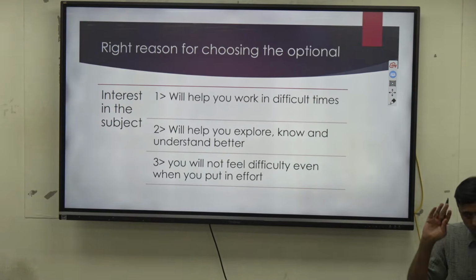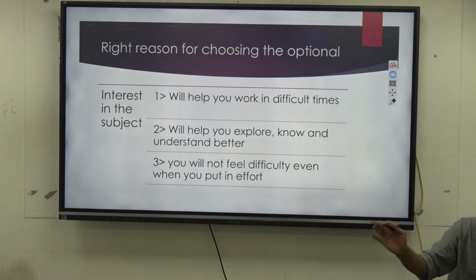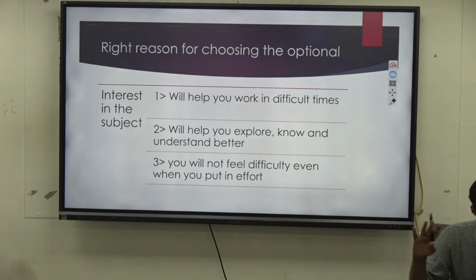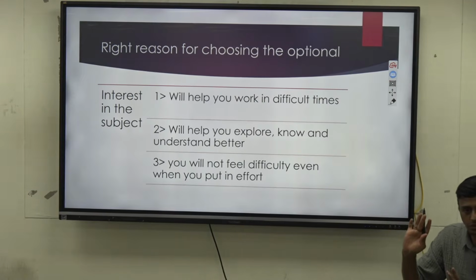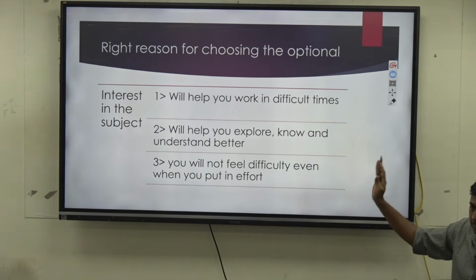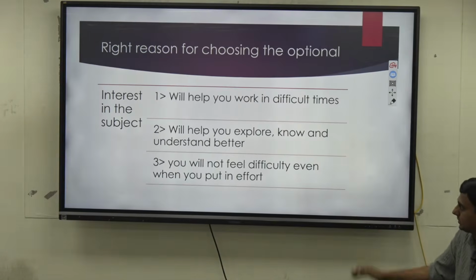Because orientation will not be there, they'll just choose an optional because friends chose. So my PG mate chose, my library mate chose, that's why I will also choose. It happens in the initial stages, students think like that. That's why orientation will matter a lot. Orientation means interest in the subject, aptitude with respect to the subject.